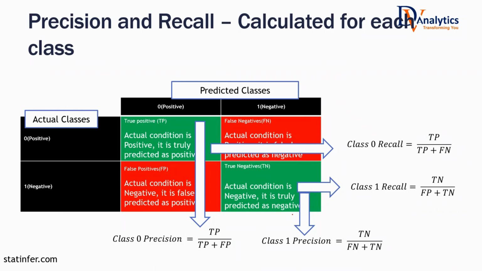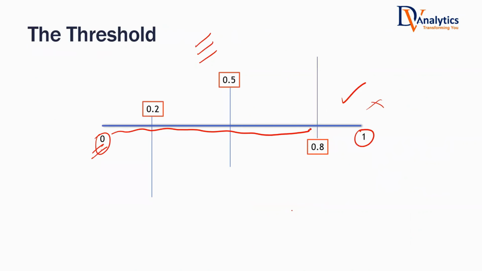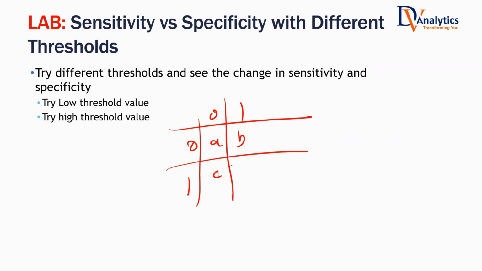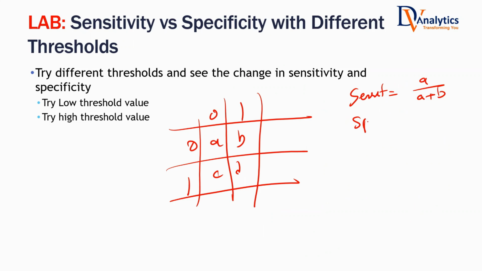Though these are several terms, the concept behind them is very easy. Let us recap once again. If this is the confusion matrix with 0, 1 and A, B, C, D, tell me the formula for sensitivity. A divided by A plus B. Always sensitivity is the first class. Specificity is D divided by C plus D. That is recall of class 0.